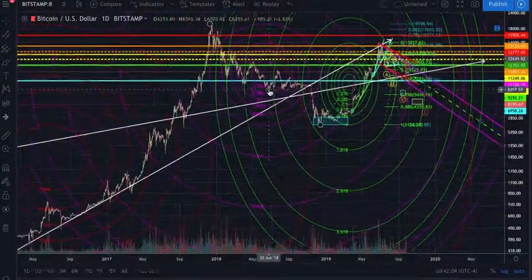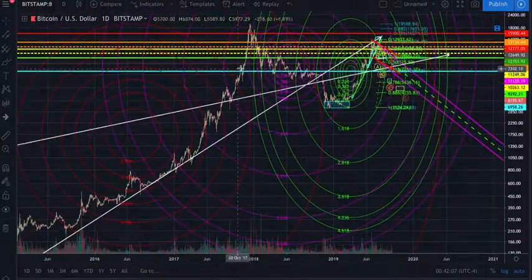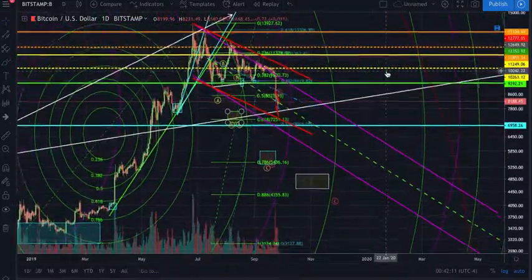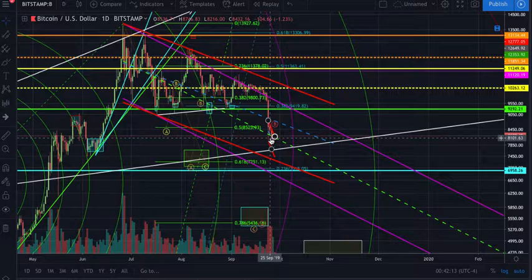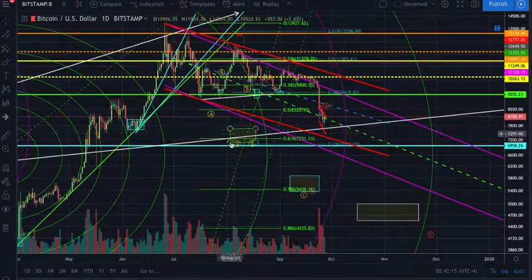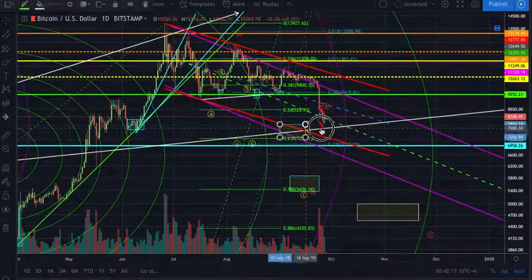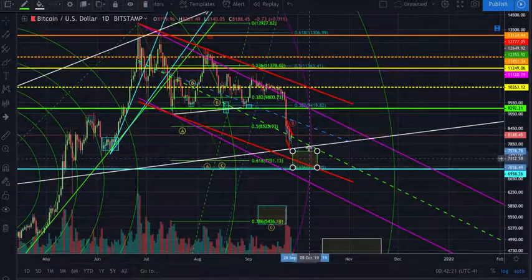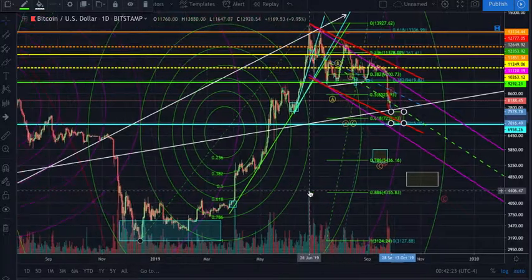And then the blue line is this solid support from the entire consolidation move. Okay, so as we approach this blue line and this white line, we expect to see in this range right here some kind of a bounce, and we're expecting a big move around that purple fib circle.